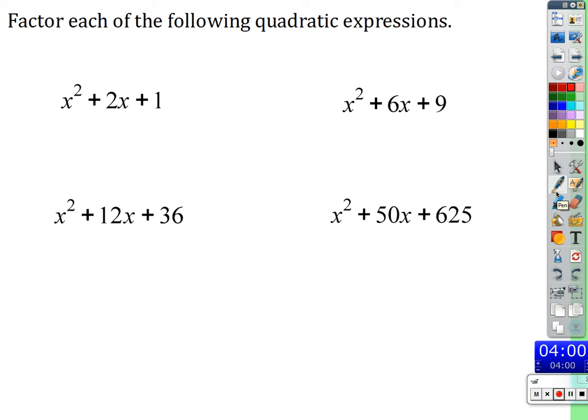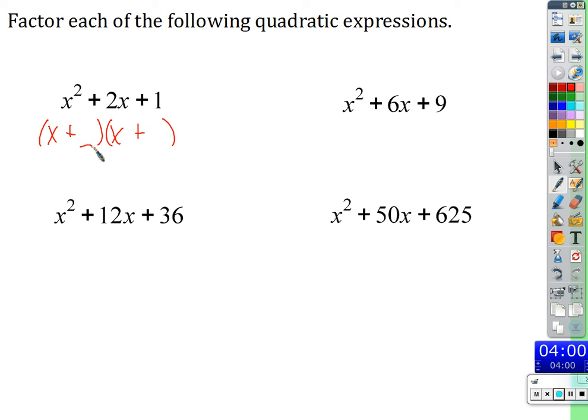All right, so it looks like we're either finished or maybe a little hung up on something. I decided to put this one last because it's probably the toughest one. Let's start with this one. Remember, factoring means we're going to put it into two sets of parentheses so that when we multiply the parentheses together, that's what we get.